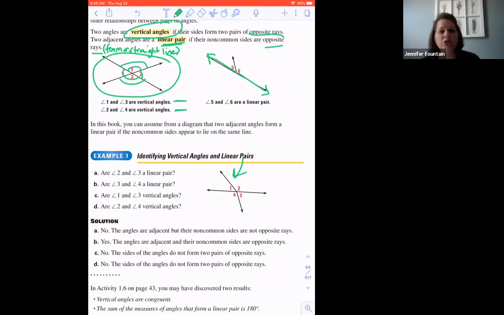The same thing with 2 and 4. 2 and 4 are not opposites because I do not have 2 pairs of opposite rays. Okay, the only time is if they're both straight, if they're intersecting straight lines.